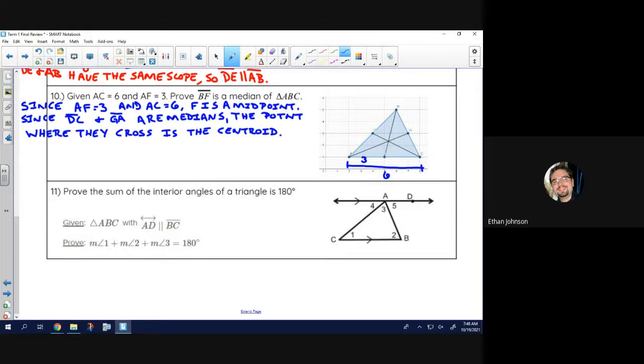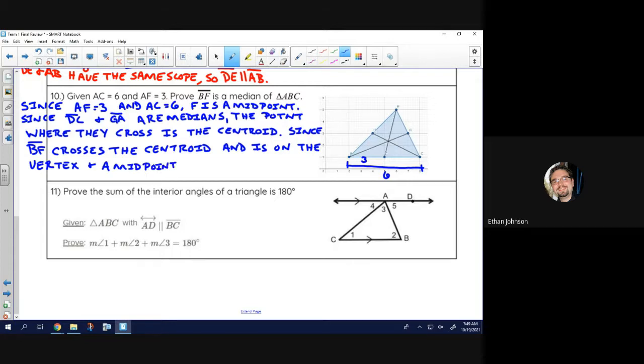Finally, we can say since segment BF crosses the centroid, and is on the vertex and a midpoint, segment BF has to be a median.